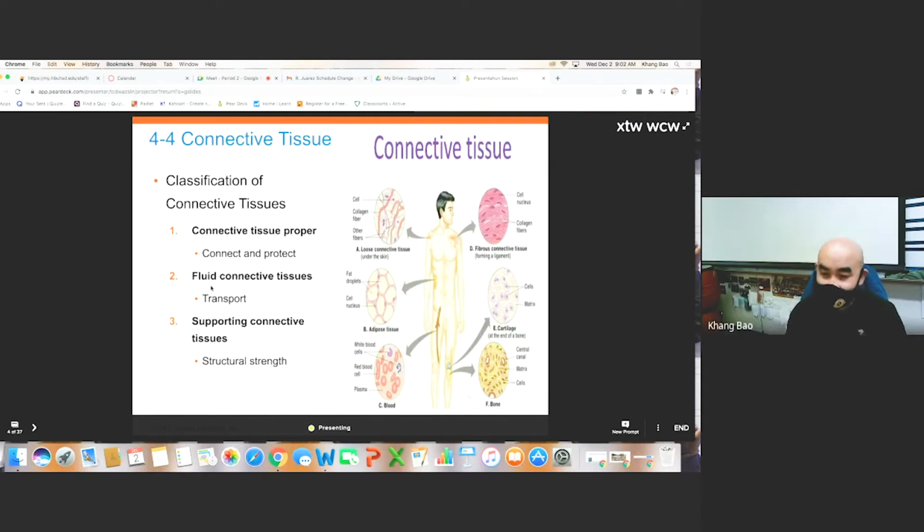The second type of connective tissue that we're going to talk about today is called fluid connective tissue. When we talk about fluid connective tissue, think of transport, think of blood. Blood is part of your fluid connective tissue. Because sometimes we think tissue has to be something hard and physical, but no, it can be fluid, like blood. And the last type is called supporting connective tissue. These involve structural strength, like bone. Bone is part of your supporting connective tissue. As you can see, connective tissue technically makes up the majority of our body.